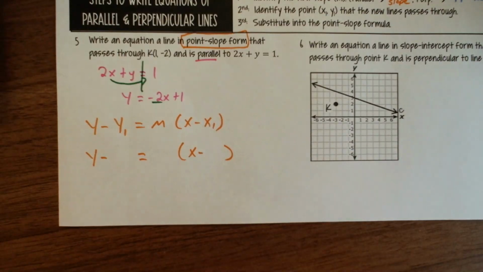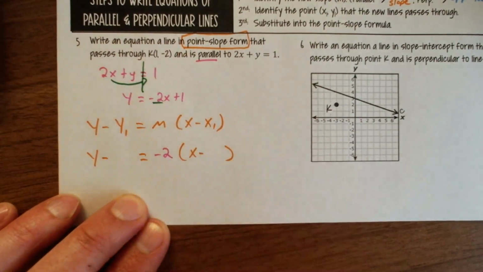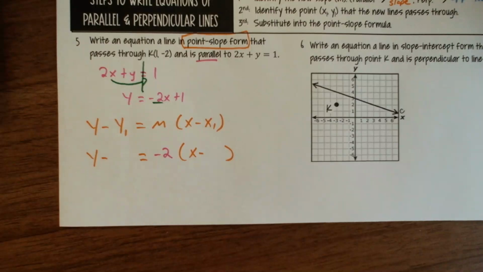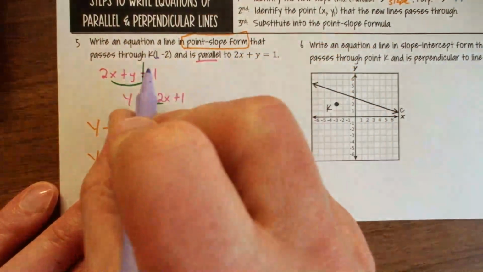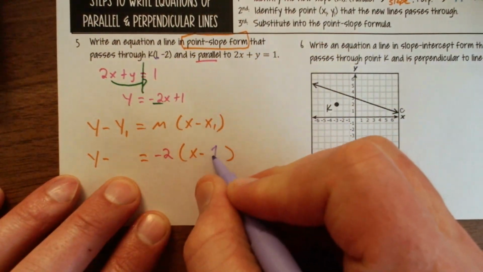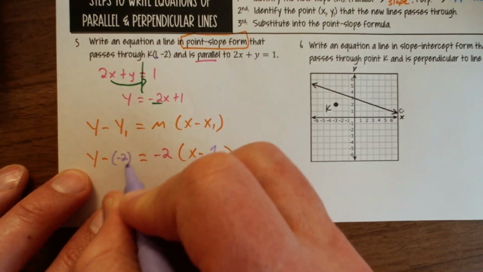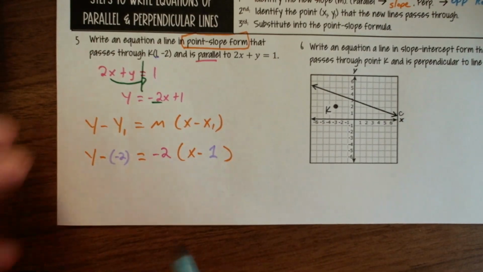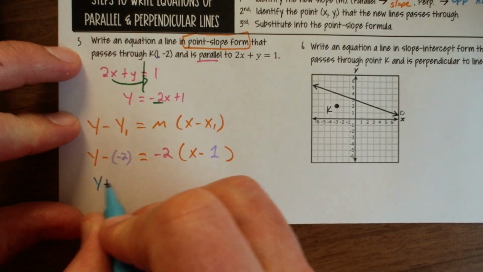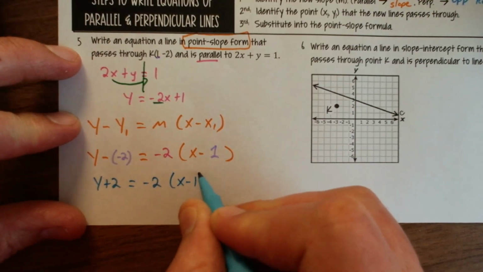The first thing I'm going to fill in is my slope. My slope is negative 2. Boom, done. The second piece is my point. My x value is 1. So that goes there. My y value is negative 2. So that goes there. The one thing I have to simplify is this left side because I'm subtracting a negative, which turns to adding. So y plus 2 equals negative 2, x minus 1.